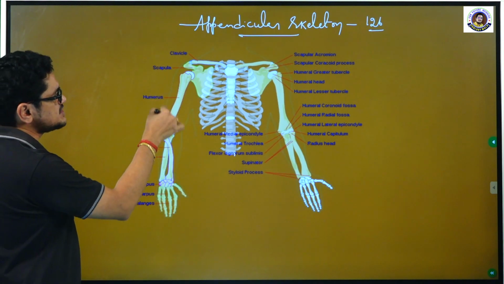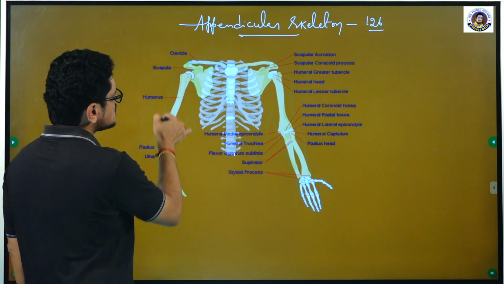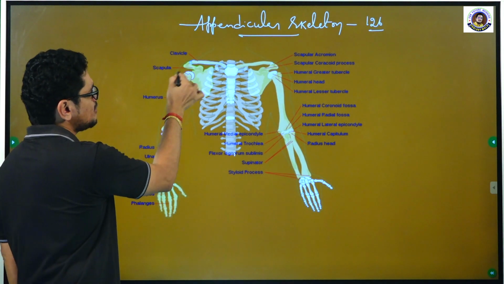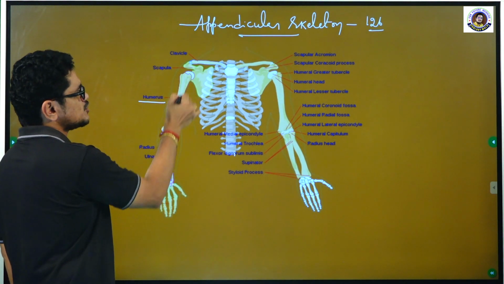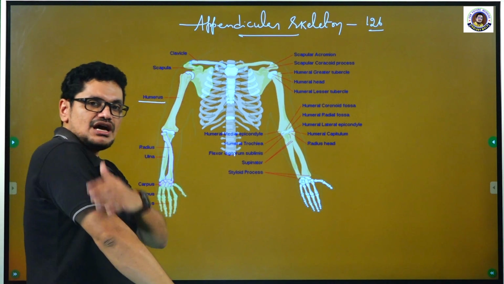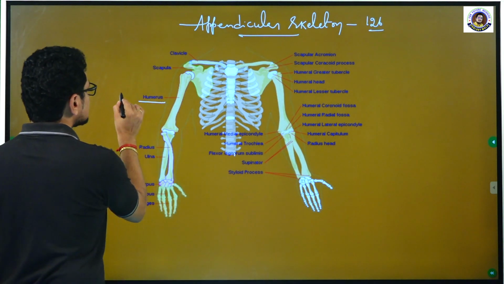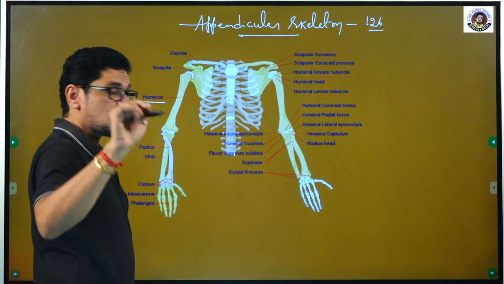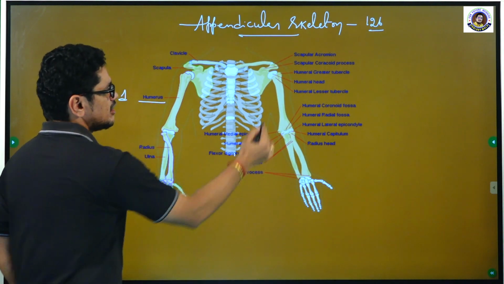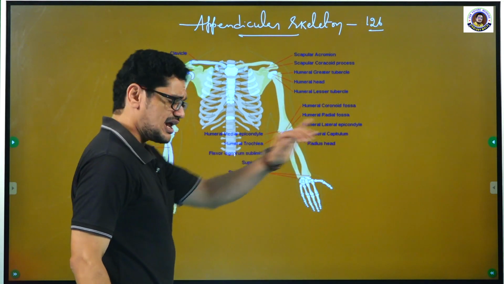You see, my dear friends, the bone which is present here is called the humerus, the funny bone. This is the humerus, which is present here, the upper arm bone. How many humerus bones are present? One humerus bone is present in one hand, obviously another humerus bone in the other hand.